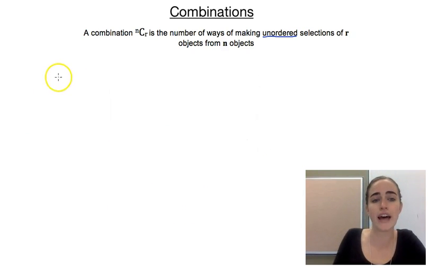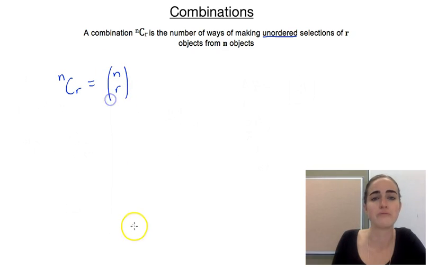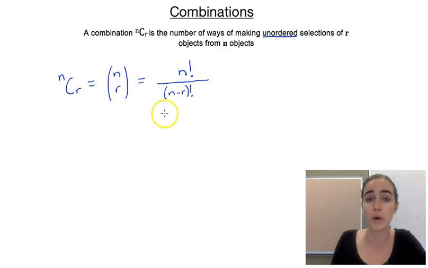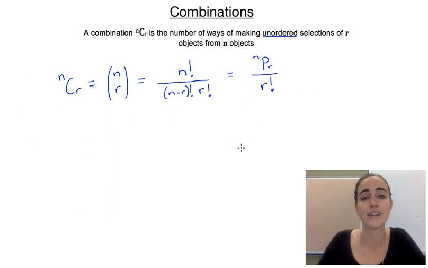The notation we use for that is nCr, like up here. We can also write that as n over r in a big tall set of brackets. These are two different notations that mean the same thing. The definition is n factorial over (n minus r) factorial, which is the same as the permutation definition so far, but then we also divide by r factorial. This is the definition of a combination. We could also write it as nPr over r factorial. That's how permutations and combinations are related.